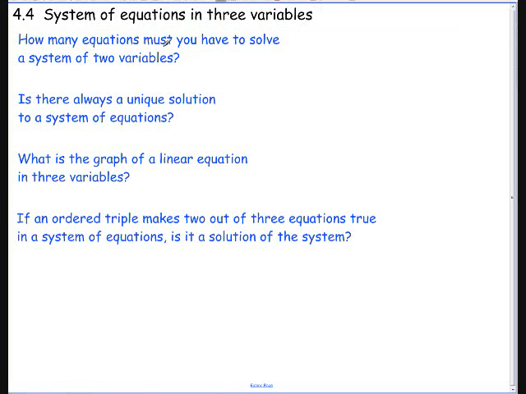How many equations must you have, absolute minimum, to solve a system of two variables? If you have two unknowns, you need two equations. Is there always a unique solution to a system of equations? Well, we've already seen that one of the things that can happen when you have two linear equations is that you get one unique solution. That is the most common thing that happens. However, there are other things that can happen, aren't there?